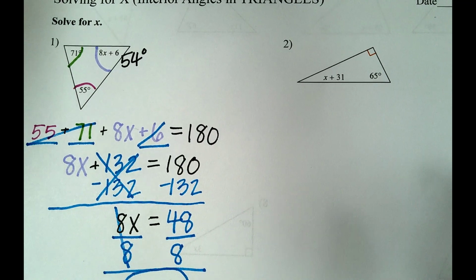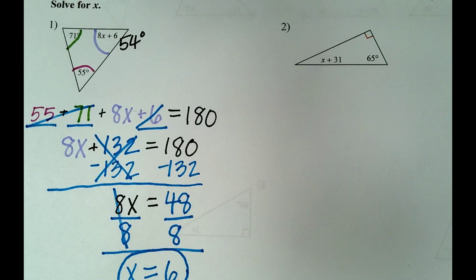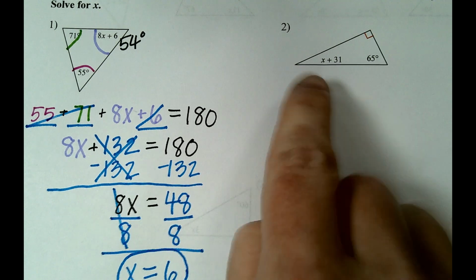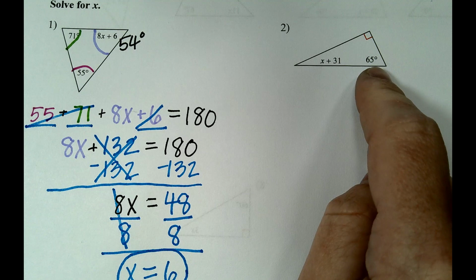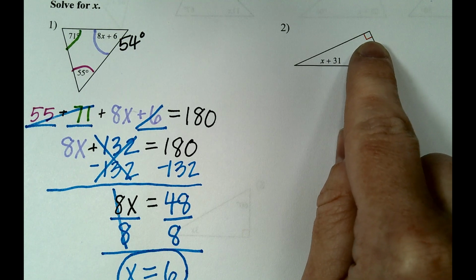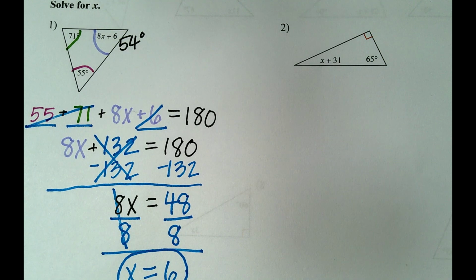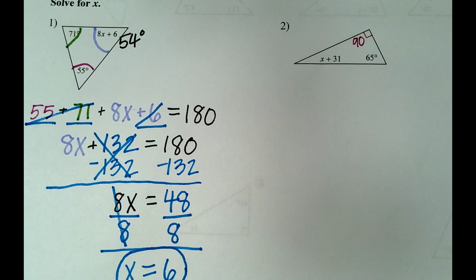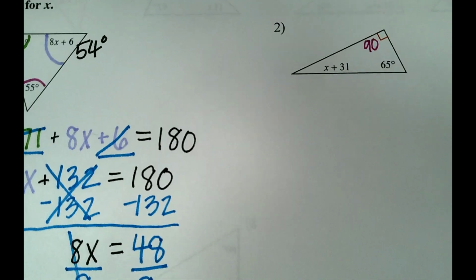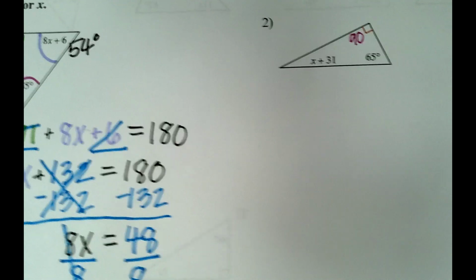Let's look at number 2 then. So for number 2, I have an angle that is x plus 31. I have an angle that is 65 degrees, and then what's this angle? 90. If it helps to write 90, do it. I know that anytime you see that red box, it is 90.